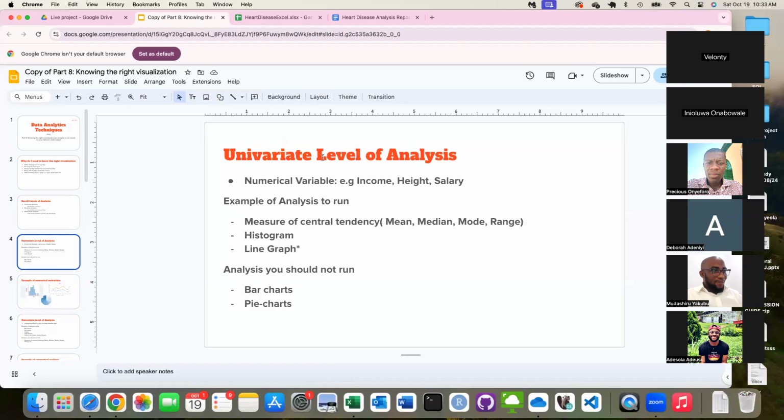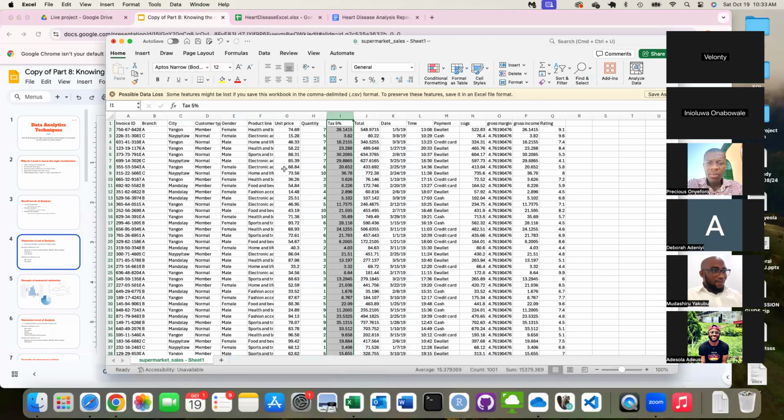So for the univariate level of analysis, I said it's one variable. So we can have something like income, height, salary. Remember when I said that when you download the data set, you want to have text data and number data. Because I don't want to go into the granularity of it, I'm just going to keep things quite simple. Mostly when it's number data, I didn't say all the time, it's numerical data. And when it's text data, it's categorical data.